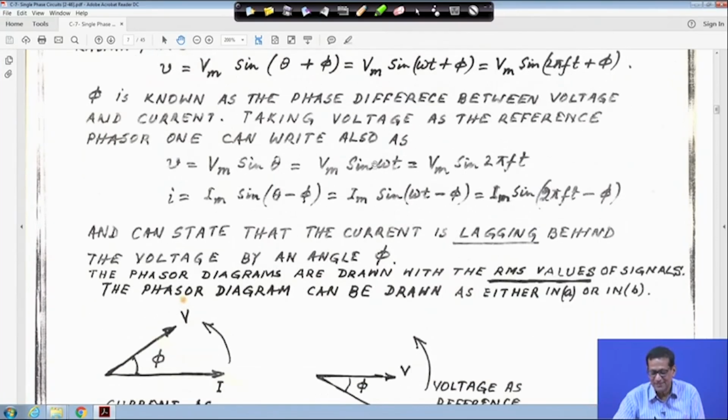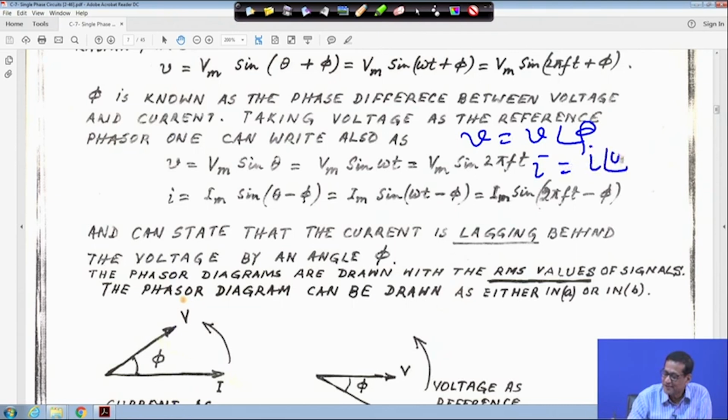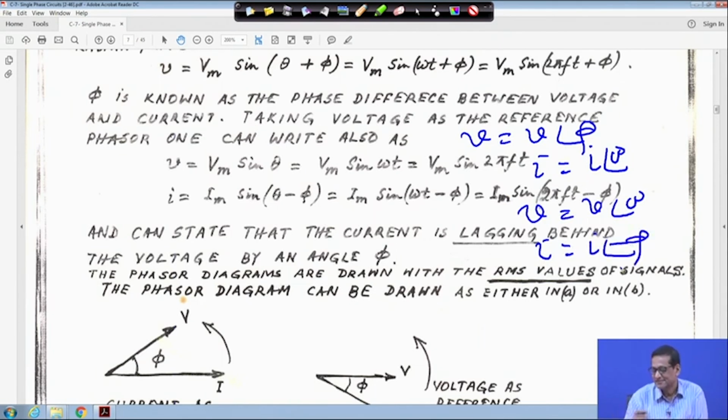So whatever I told in this diagram, that means V is equal to V angle phi and I is equal to I angle 0, so V is leading I, or I lags from V. One can also write it this way: if we take V is equal to V angle 0 as reference, then I will be I angle minus phi. These two are the same. Here also, I angle 0 degree, I lags from V by phi degree, or V leads I by phi degree. Here also, taking V as reference, V is leading I by phi degree, or I lags from V by phi. So the same way it can be written.